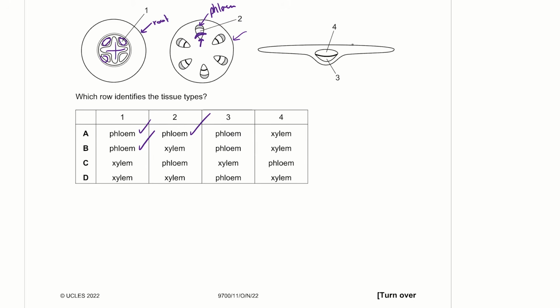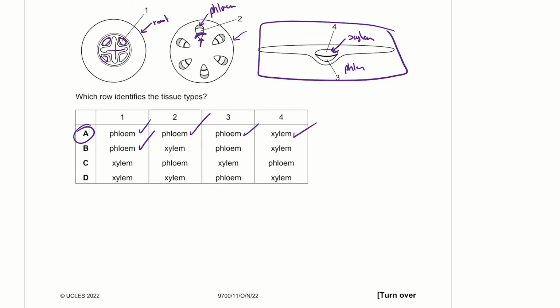Now, 4 and 3. First of all, you must know that this is a transverse section through a leaf. And as we mentioned in the other question, the upper part is going to be the xylem and the lower part is the phloem. Therefore, 3 is the phloem and 4 is the xylem, and the answer is going to be A.